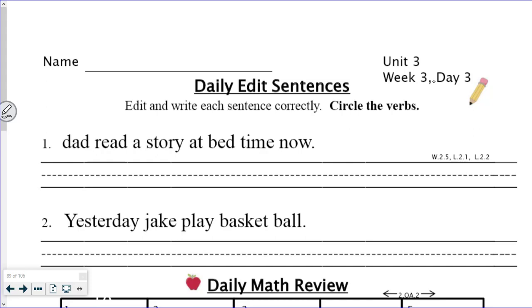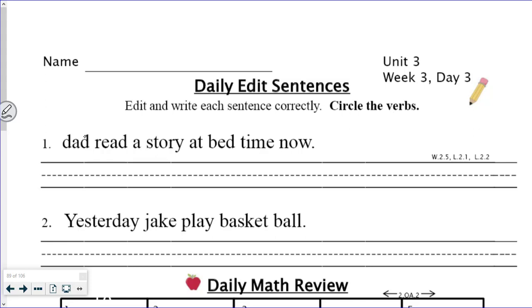We are on Unit 3, Week 3, Day 3 in your morning workbook. Double check, make sure you're on the right page. The directions today say edit and write each sentence correctly and circle the verbs. Remember, a verb is what someone or something does.